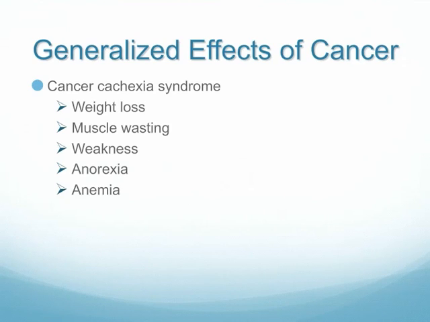As a more generalized type of thing, cancer can cause this cachexic syndrome, where the patient has weight loss, muscle wasting, weakness, anorexia, and even anemia. So let's take a look at those just a little bit. Weight loss, okay, the tumor is using up the proteins and the nutrients in the body that can normally be used for other tissues. That would also cause the muscle wasting.